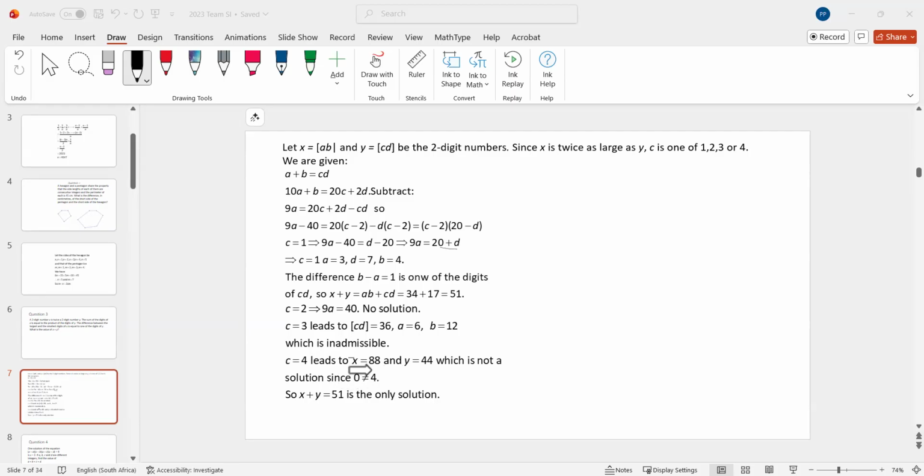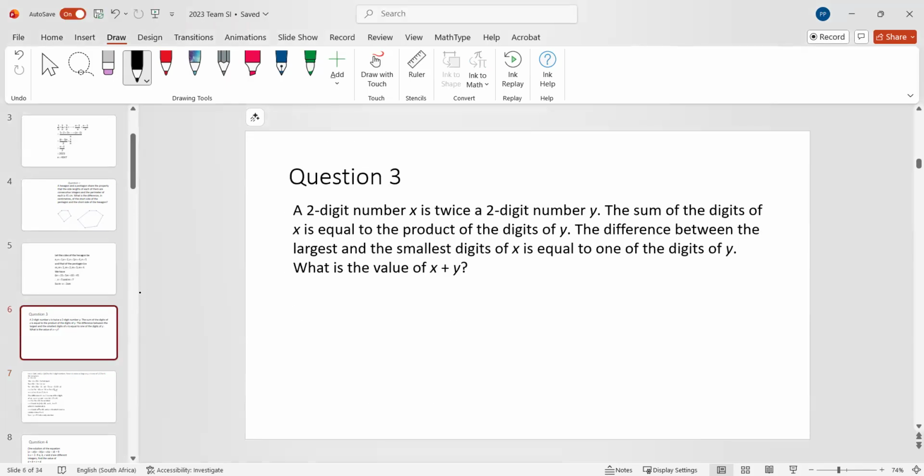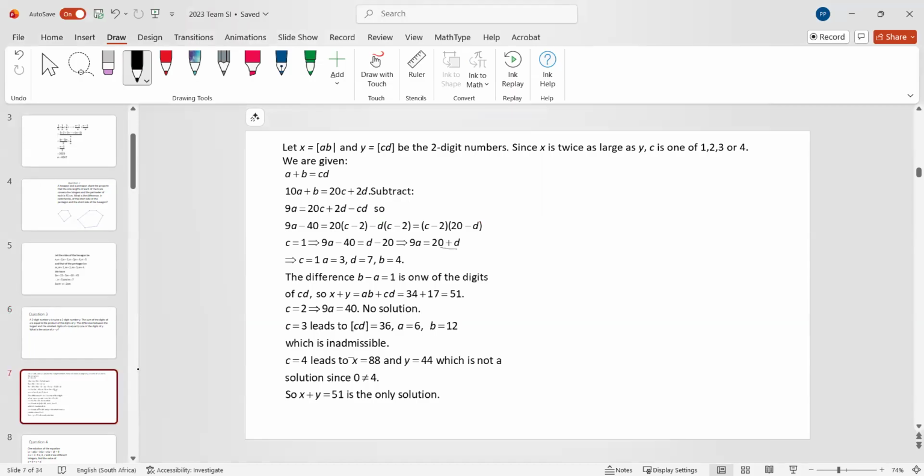In any case, when you work out, I say this is not a solution because 0 is equal to 4. I can't see why we actually say that. All right, but this is not a solution because why? One of the digits is 1. And that is the reason to reject the solution. You see, they do give you a small piece of information here in the previous thing. They said the difference between the largest and the smallest digits is equal to one of the digits of y. And that is why I said 0 is not equal to 4, because the difference between those digits is 0, you see, and that's not equal to one of the digits of y. So this is not the solution.